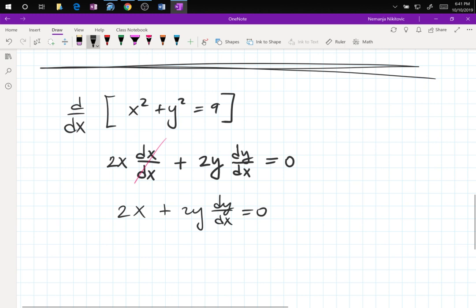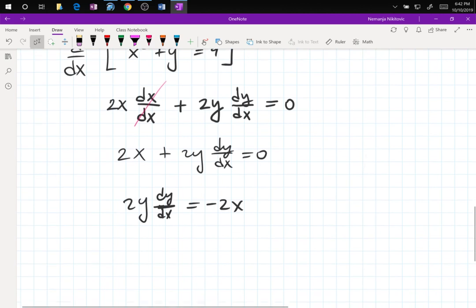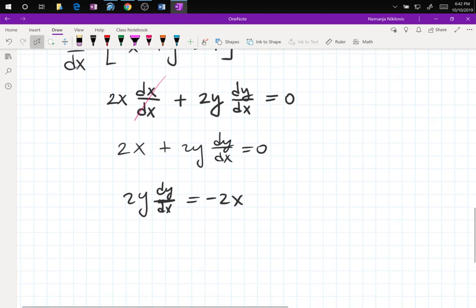And now you see that you can solve for dy dx, right? And that will be your derivative. So now we just need to do some algebra. So you have 2y dy dx is equal to negative 2x. Divide both sides by 2y. And here it is. Dy dx is equal to negative x over y when those 2's are canceled. And this is your derivative of the circle.